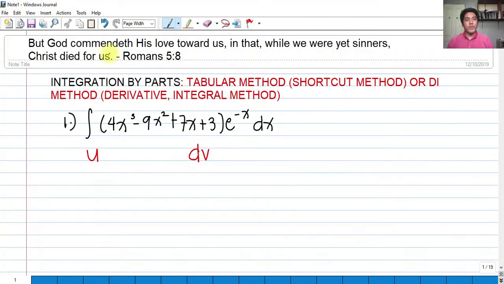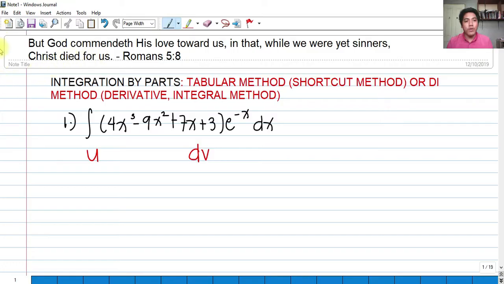Hi, so for today we're going to talk about integration by parts, the tabular method or the shortcut method. I already have a video regarding integration by parts, but that is the long method that uses the formula uv minus the integral of v du. So for today's video, I'm going to teach you the tabular method of integration by parts. So let's get started. Okay?